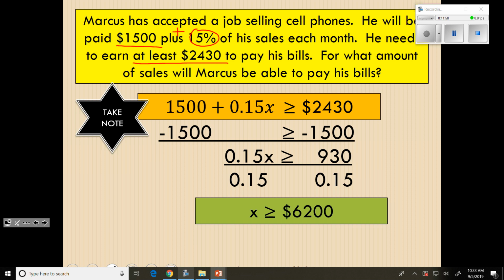Now you may look up there and say, well, that doesn't really make sense because you said his bills were only $2,430 and now he's making $6,200. Remember, this was not the amount of money that he's making. This is the amount he must sell in cell phones so that when he makes his 15% commission off of that amount, plus the original 1,500, he will have enough to pay the bills. Inequalities used in the real world.